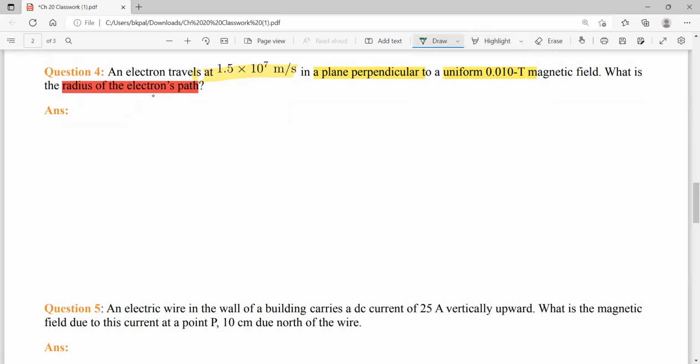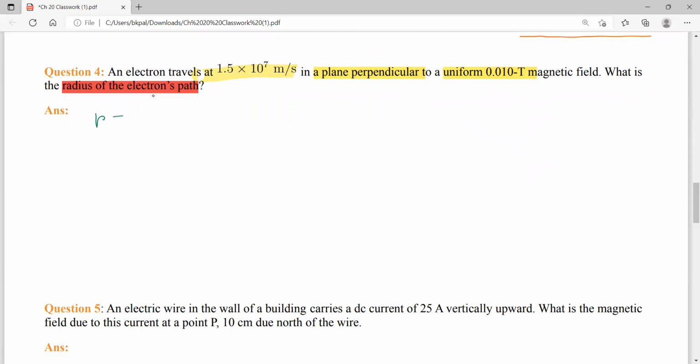So we already derived this equation, right? R equals mv over qB. If you forget, please review it. By using the magnetic force and the centripetal force, we derived the expression for the radius of curvature. So then use this equation and determine the radius of curvature, or the radius of the electron path in this case.